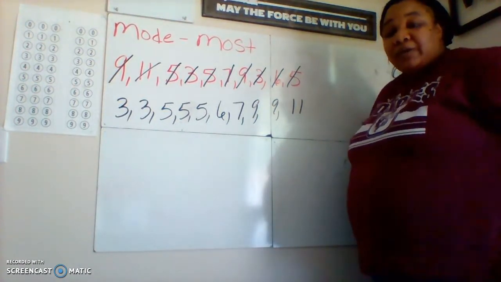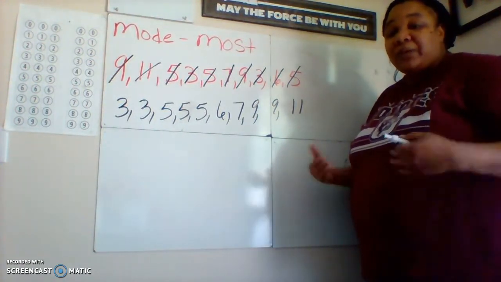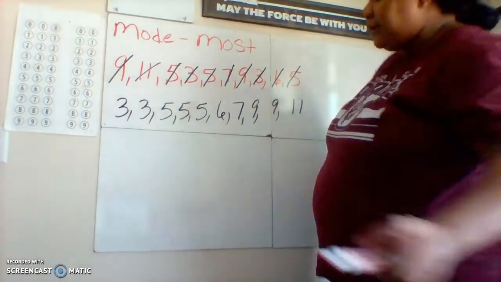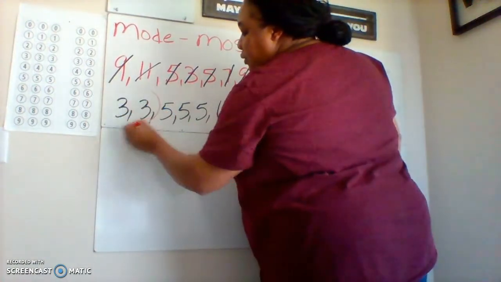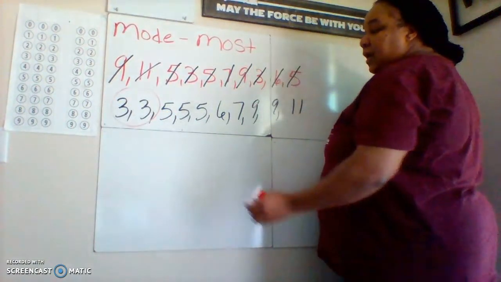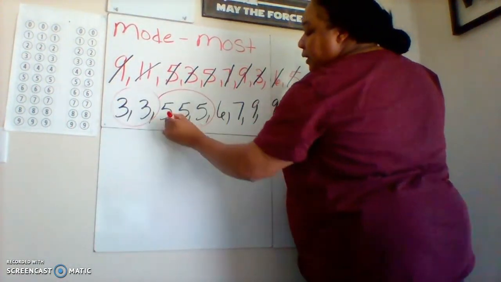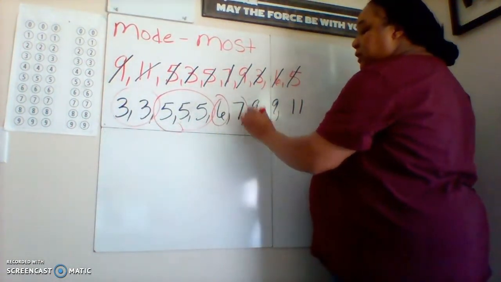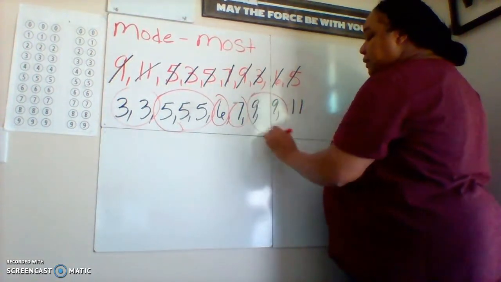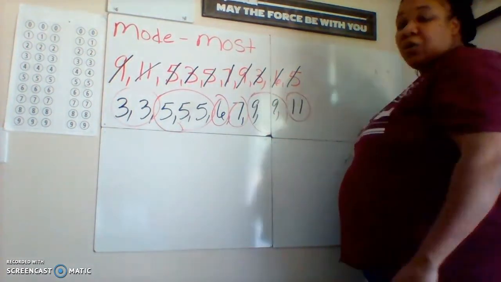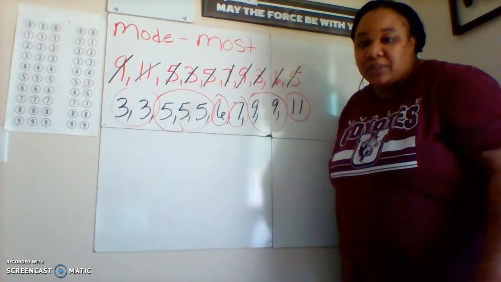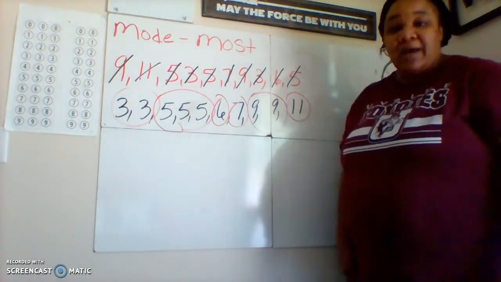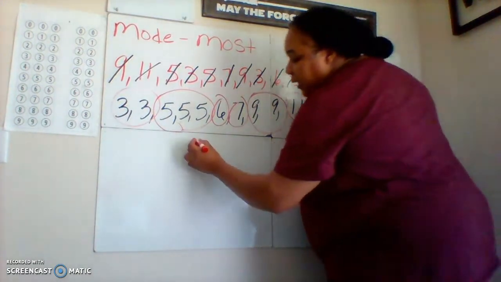Now, in order to find the mode, we're looking for the number that appears the most. Okay? So, let's look over at our 3s. Now I have 2 3s. I have 3 5s. I have 1 6, 1 7, 2 9s, and 1 11. Now, which number appears the most in this data set? Which one do I see most often? I see 5. So my mode is going to be 5.